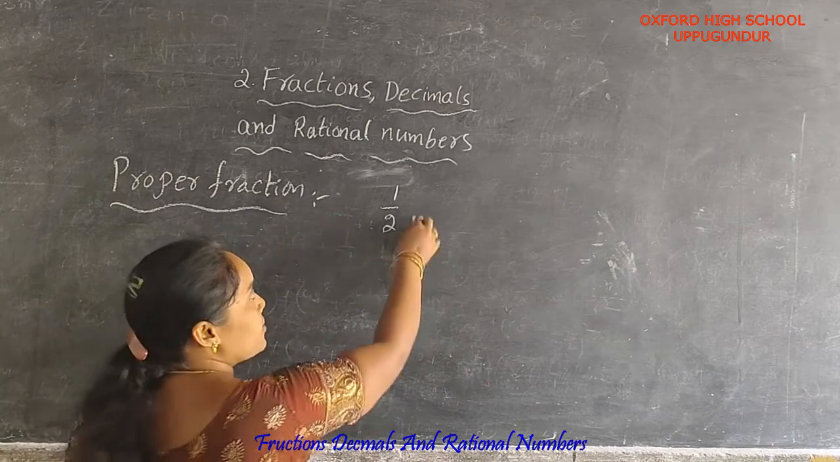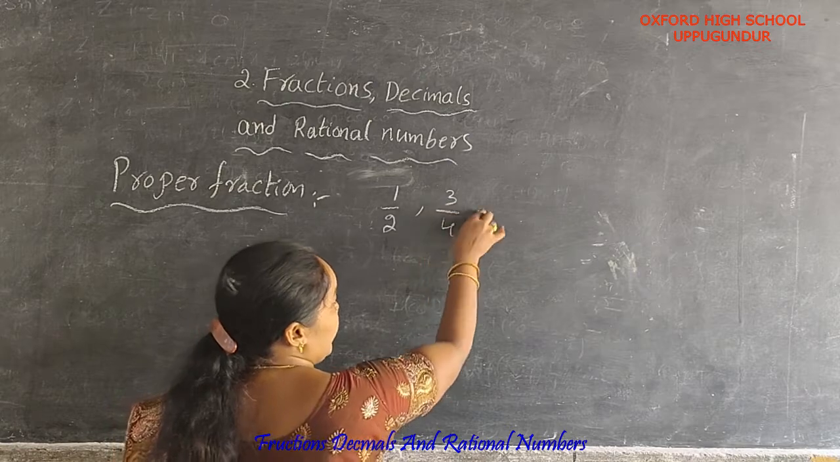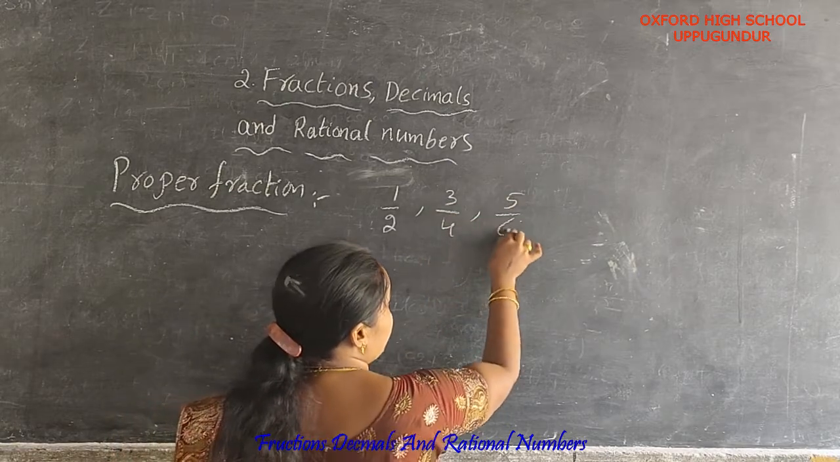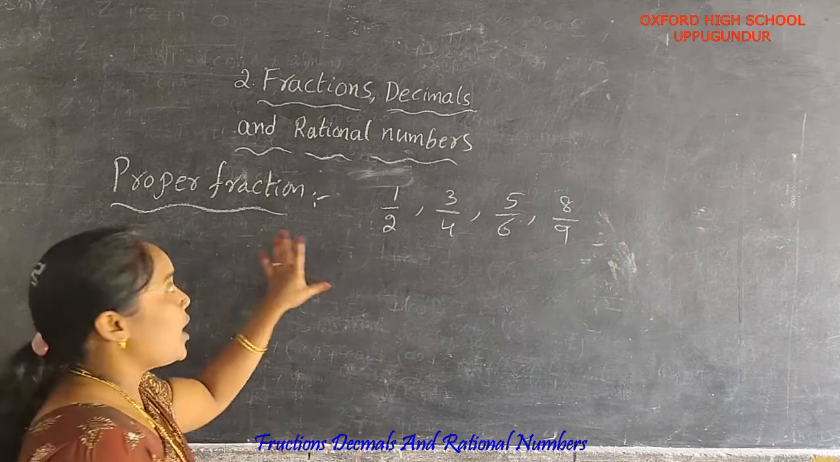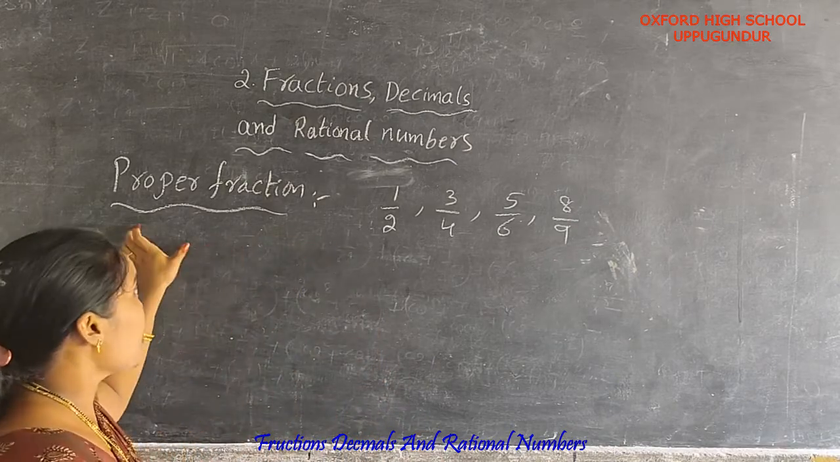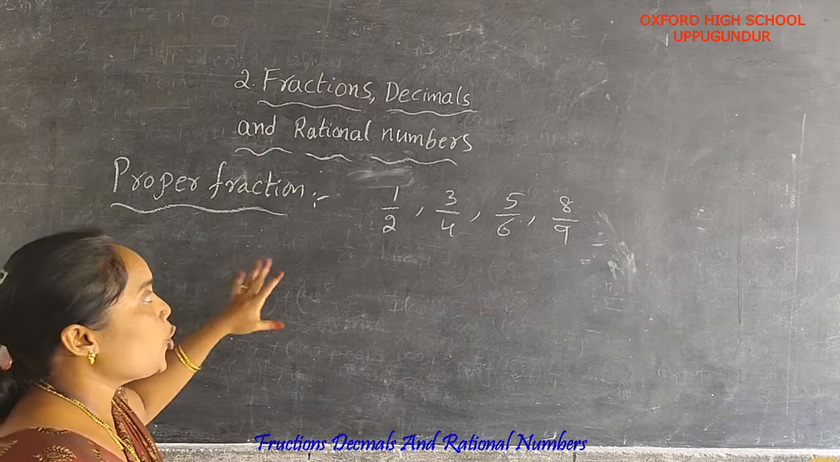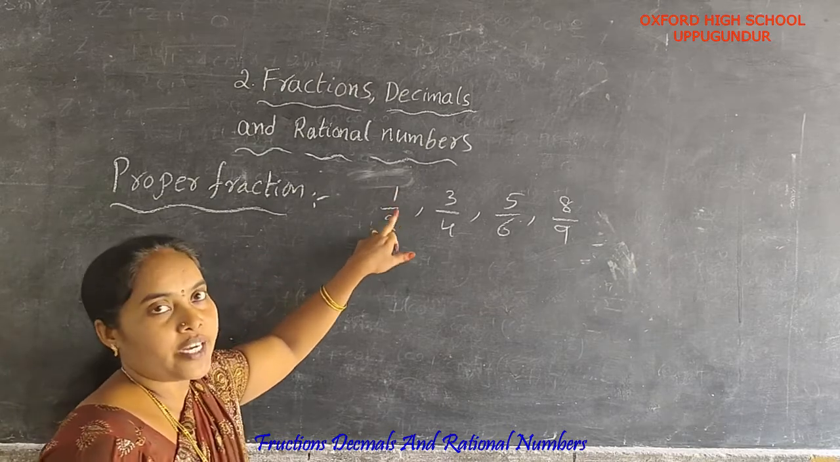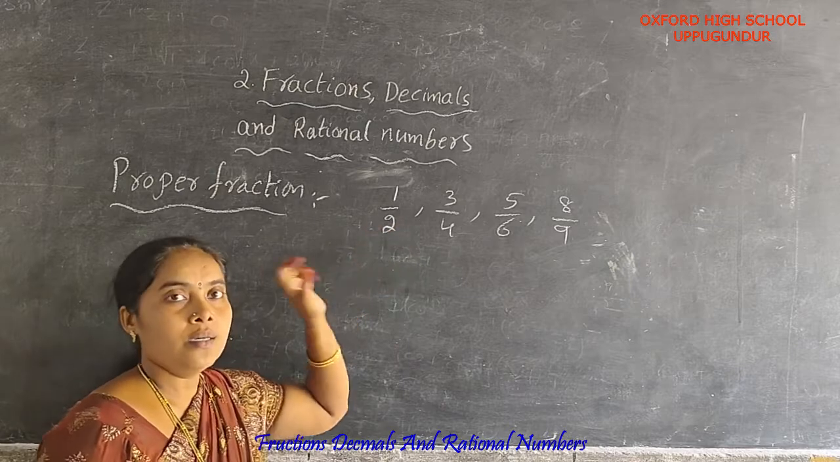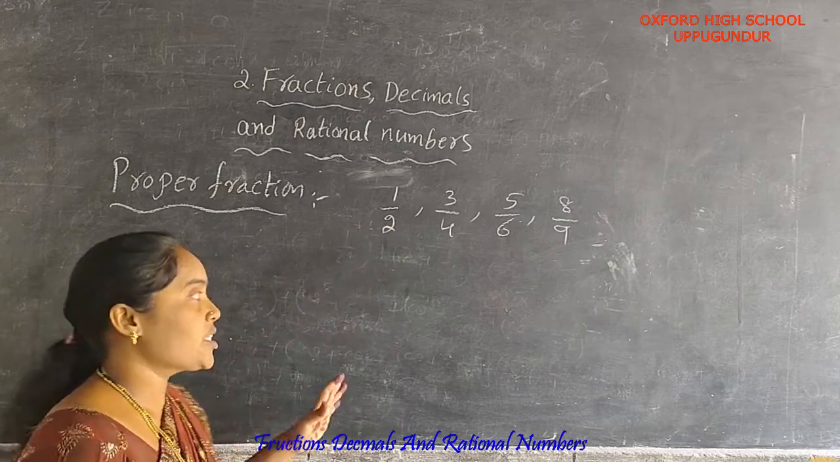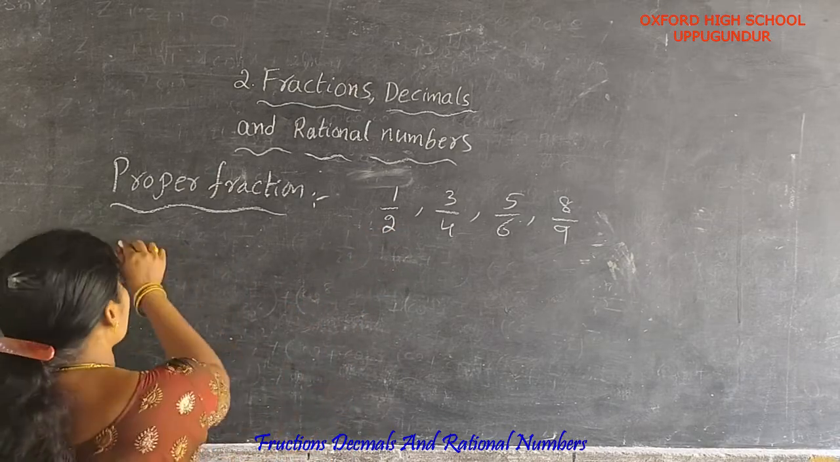1 by 2. Another example, 3 by 4, 5 by 6, 8 by 9. These are called proper fractions. Once again, see proper fraction: numerator is less than the denominator is called proper fraction. Okay. Next one, improper fraction.